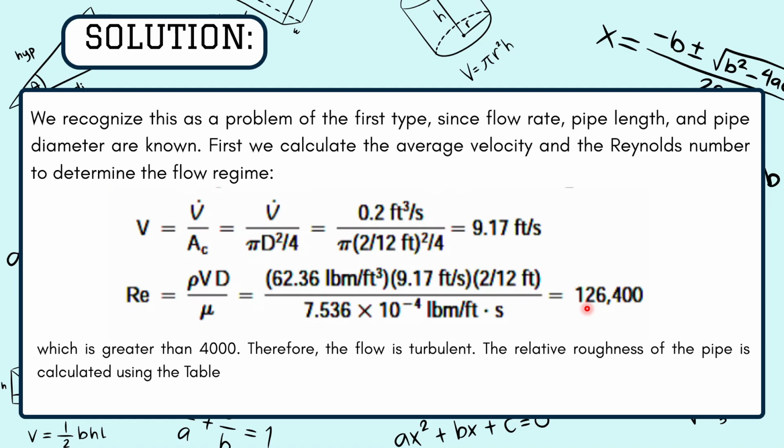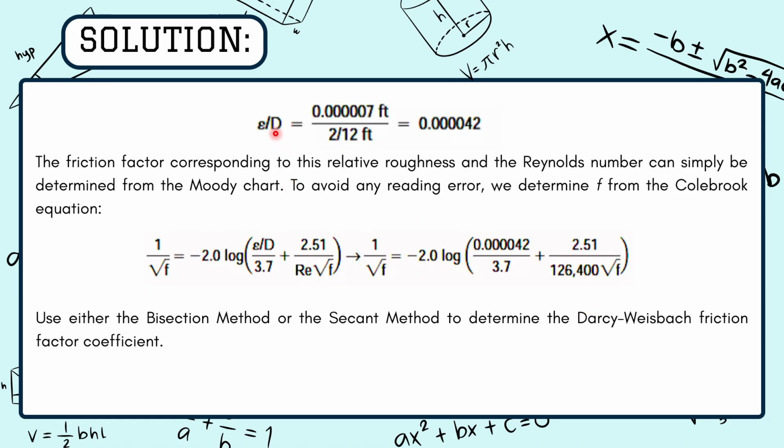The relative roughness of the pipe is calculated using the table. Then epsilon over the diameter is equal to 0.00007 feet over 2 over 12 feet. We get this relative roughness equal to 0.0042. The friction factor corresponding to this relative roughness and the Reynolds number can simply be determined from the Colebrook equation. Instead of relying on the Moody chart, we use the Colebrook equation to find the f. We input the values from our previous equations, where the Reynolds number is equal to 126,400, in this equation.